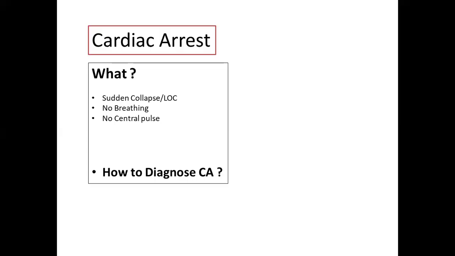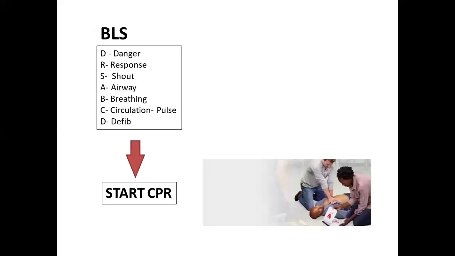So there is a system to diagnose cardiac arrest. That is basic life support. So what do you mean by basic life support? With this system, you diagnose whether the patient is having a central pulse and open airway, and whether the patient is breathing also. So there is a popular mnemonic, DRS ABCD.